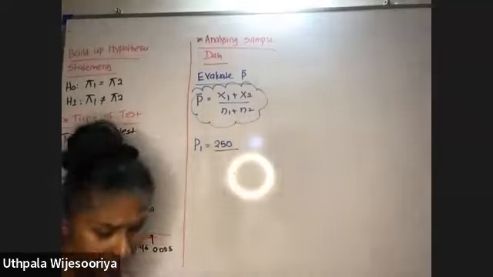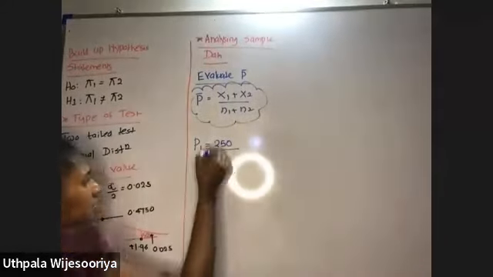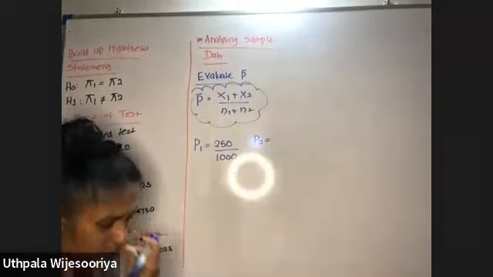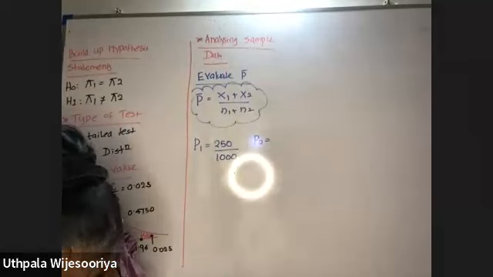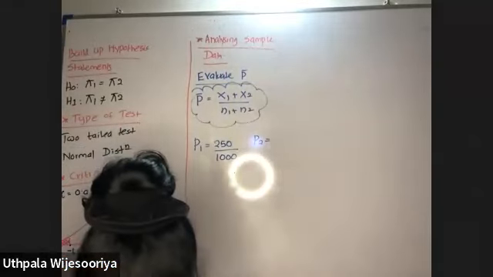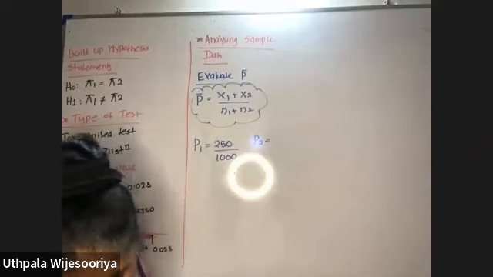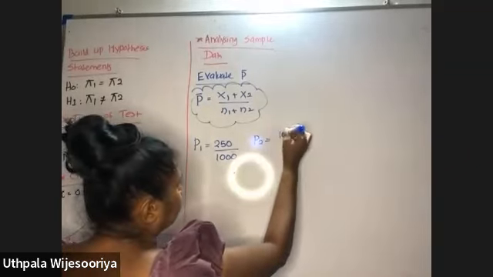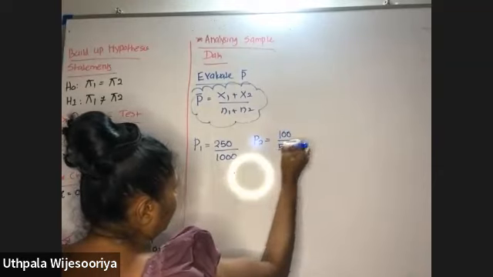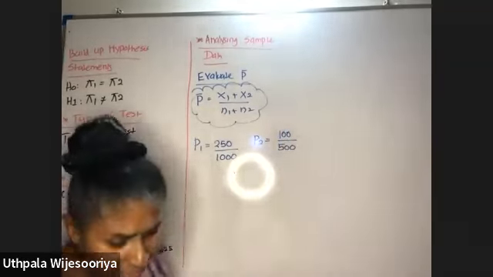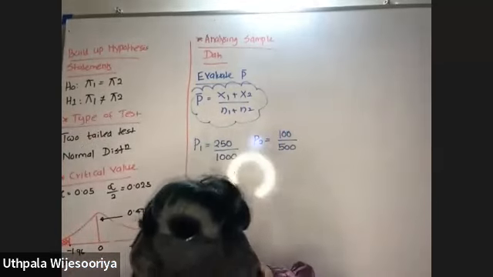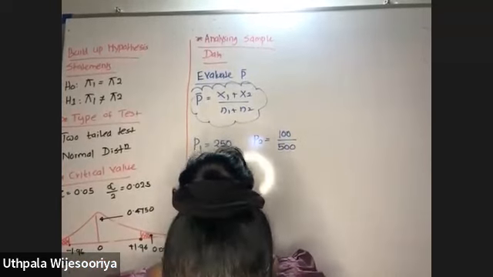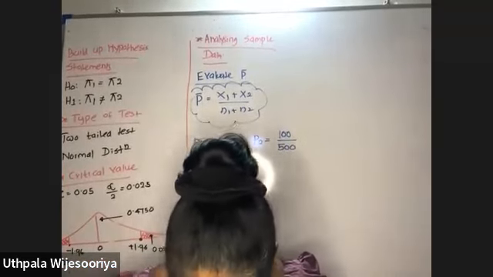250 out of 1,000. P2: you drew 500. So how many defectives are there? 100. So 100 over 500. 100 from machine B were defective.